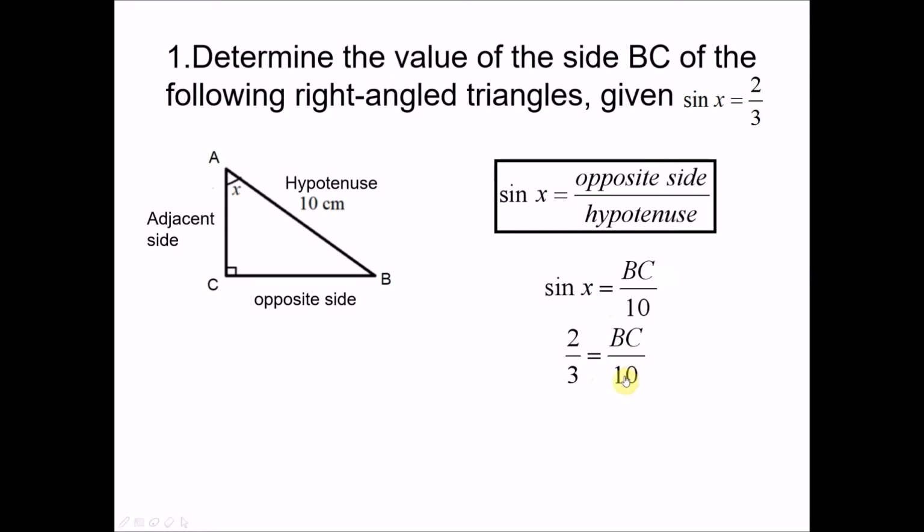And in order to find BC, we move the 10 to this side. So 2 over 3 times 10 equals BC. And you get BC equals 6.67 cm. So BC is the side that we are looking for, hence BC equals 6.67 centimeters.